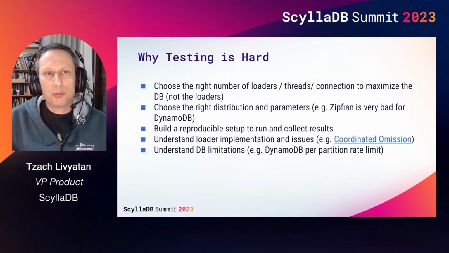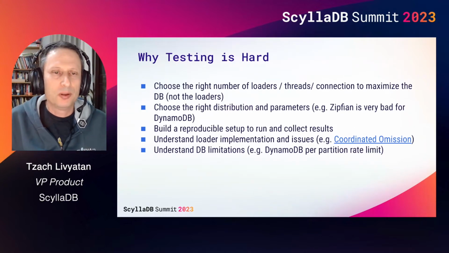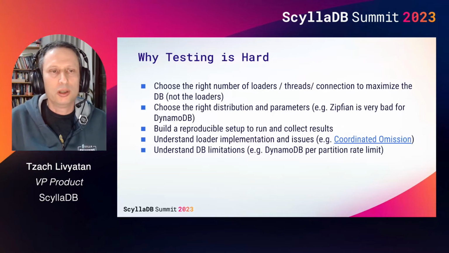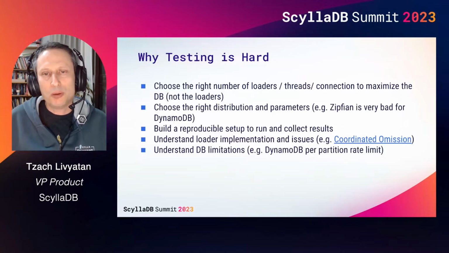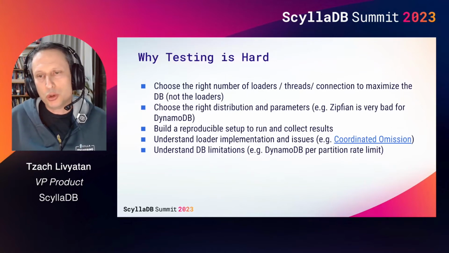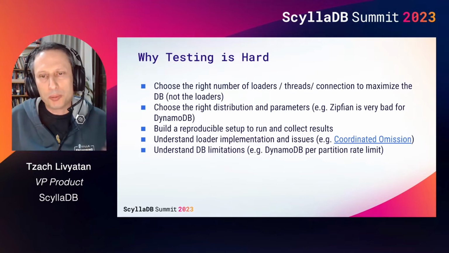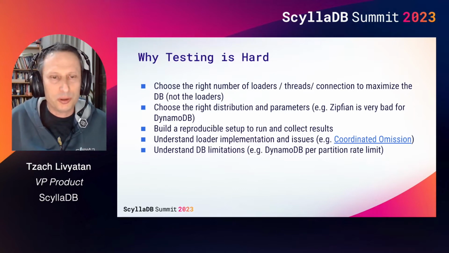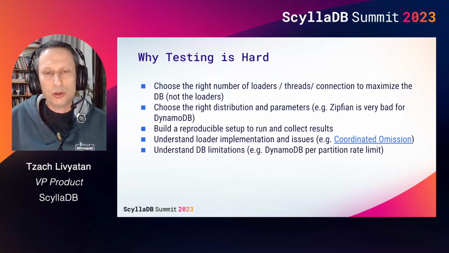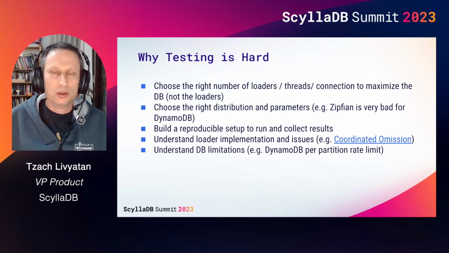Why is testing sometimes problematic, and why in some cases did we find that customers who try to do a benchmark get the wrong result, I would say. First, there are many combinations. You can choose the number of loaders, threads, connections. You can choose a distribution, Zipfian or Uniform or whatever. You want to build your test in a way that gives reproducible results, a similar result every time. You need to understand the loader, the benchmark tool and its problems or advantages. Does it suffer from coordinated omission or not, etc.